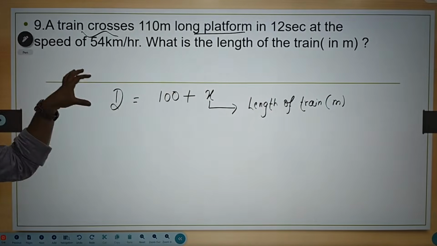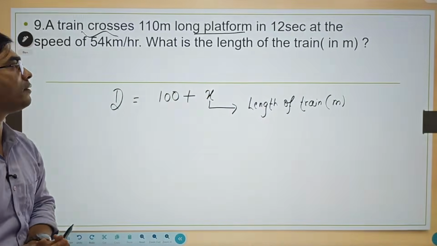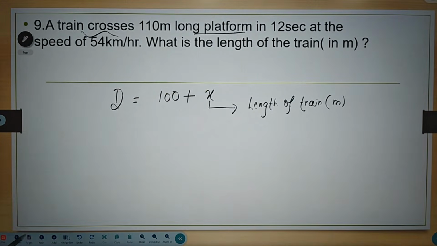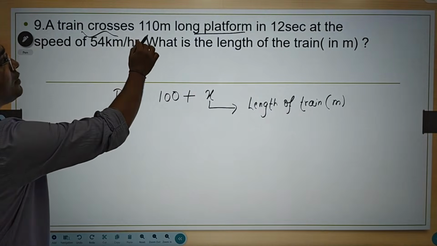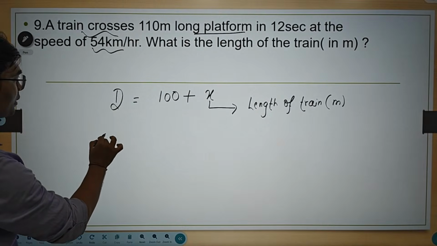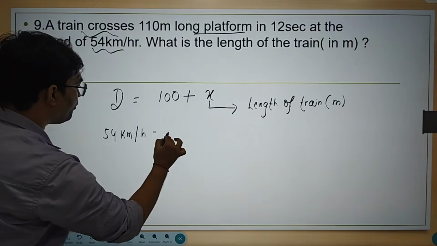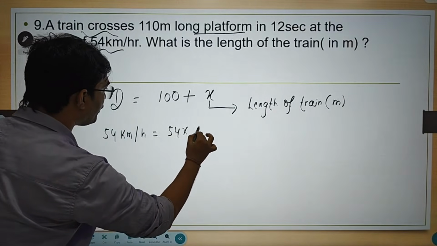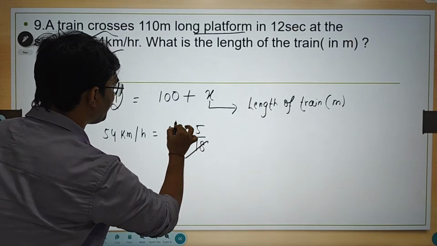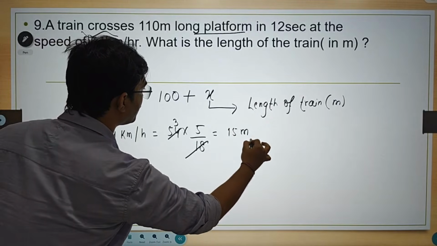Clear? So the distance traveled by the train will be equal to the length of the platform plus the length of the train. Then I think all the values are given. We are supposed to find the value of x here. One more thing, the speed is given in kilometer per hour. Let me convert kilometer per hour into meter per second. So 54 kilometer per hour, if you convert into meter per second, 54 into 5 by 18. 18 3s are 54, so the answer will be equal to 15 meter per second.